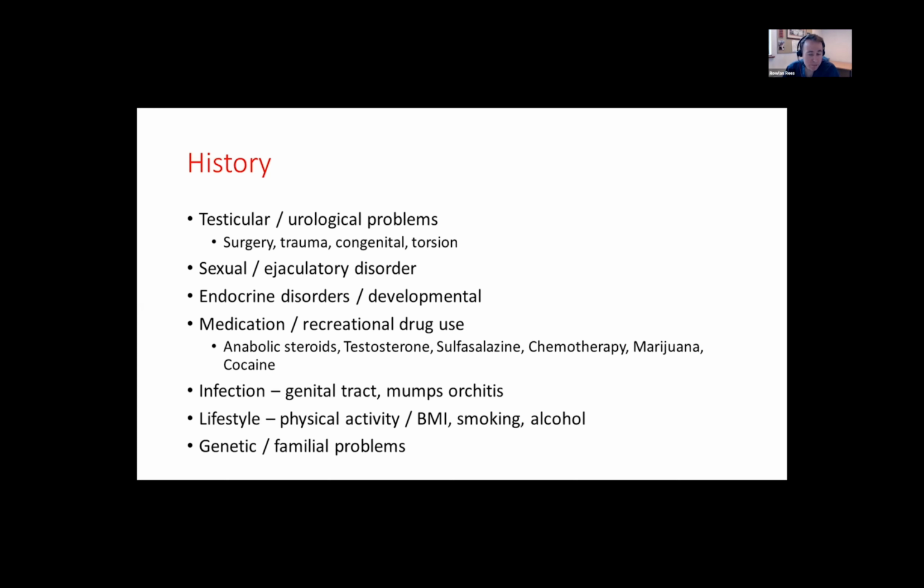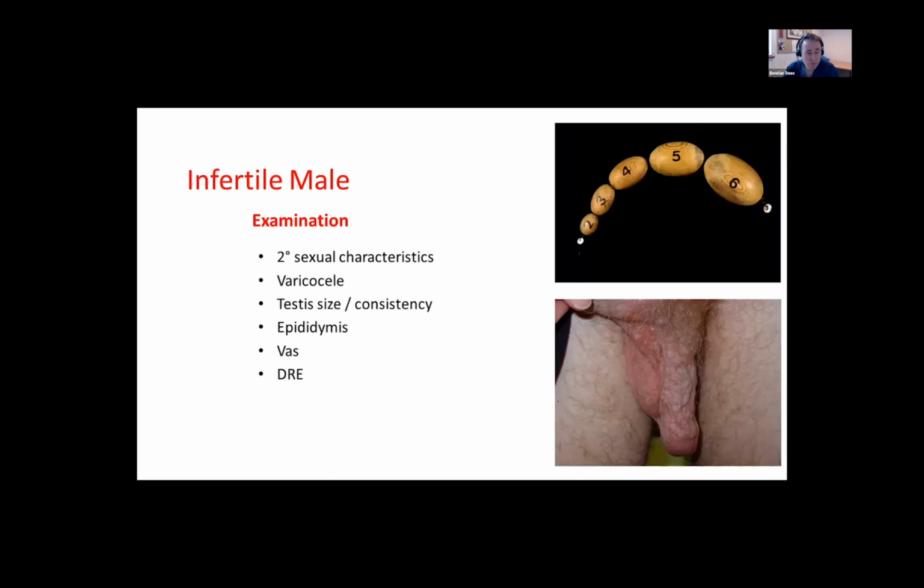And then finally, their alcohol intake. And whilst moderate alcohol intake is okay, clearly heavy alcohol intake can have an impact. And finally, are there any familial problems? Is there any cystic fibrosis or any other genetic problems or syndromes within the family? So there's a lot there to get through.